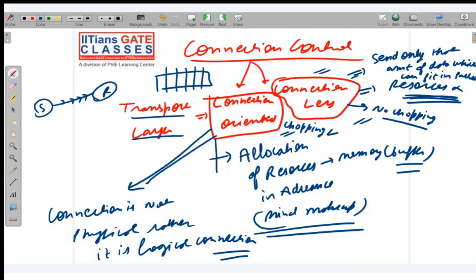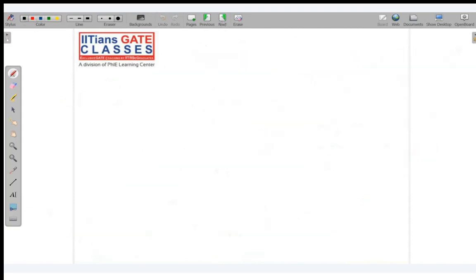Okay, so now we will start after transport layer. Next is session layer. So let me jump to the next slide. Session layer functionalities are not so important for GATE, but just for the sake of formality, I'm telling you. Only one or two times has a question been asked on the session layer.